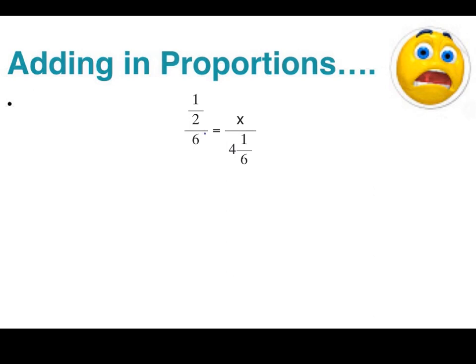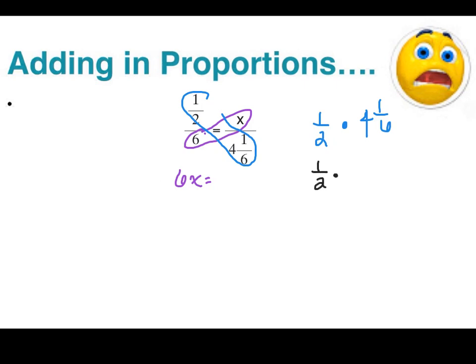So we're going to cross multiply. My first side is easy. 6 times x is 6x. 1/2 times 4 and 1/6. So I'm going to come to the side and write it horizontally, side by side. 1/2 times 4 and 1/6. 1/2 times, convert to an improper fraction, so we're going to get 25 over 6. Multiply straight across and I get 25 over 12. I'm not going to convert back to a mixed number because I still need to divide.